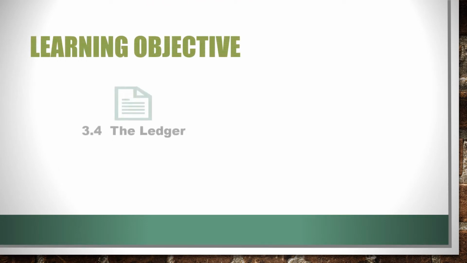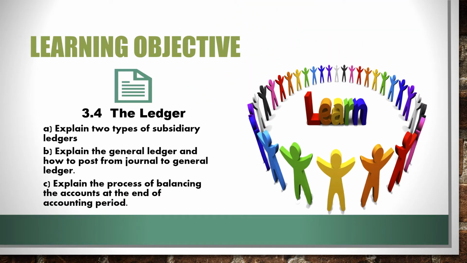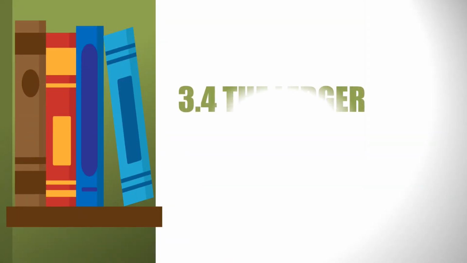3.4 The Ledger. A. Explain two types of subsidiary ledgers. B. Explain the general ledger and how to post from journal to general ledger. C. Explain the process of balancing the accounts at the end of accounting period. 3.4 The Ledger.